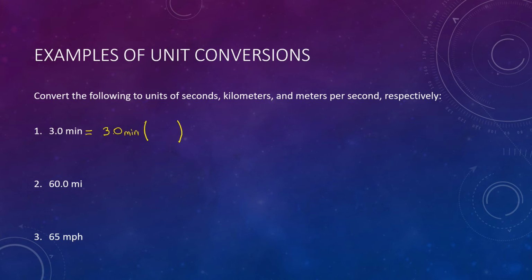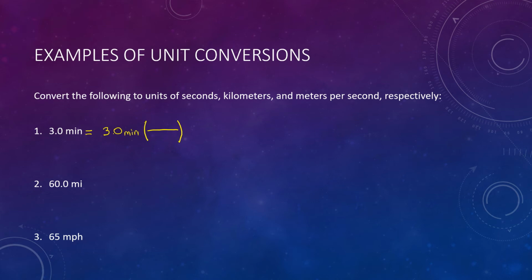So what I'm doing is drawing the parentheses to get us ready for that. So we need to convert minutes to seconds. So we need to know what the conversion between a minute and a second is. This is one we should probably know already, just ourselves. There are 60 seconds in a minute. So we have to figure out, do we put the 60 seconds up top or the 60 seconds on the bottom?